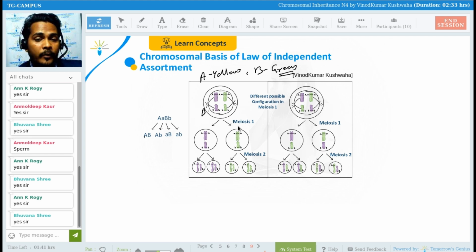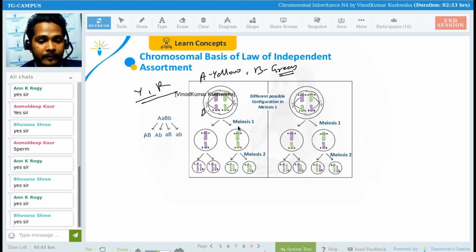Just imagine, I'm not talking about the real concept. Otherwise, if it is yellow and green, then I can say Y and R, right? So these two seed colors, yellow and green, are present in one homologous pair. Now the seed shapes, round and wrinkled, are present on another homologous chromosome pair.